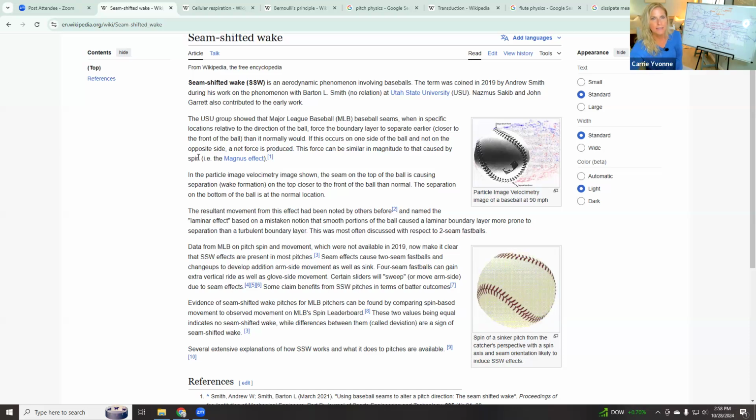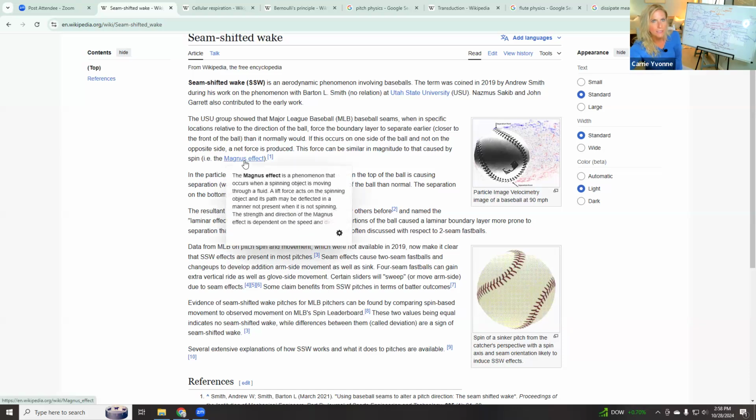And they're using the Magnus effect, which I'm not sure what that is. It is a phenomenon that occurs when a spinning object is moving through a fluid. A lift force acts on the spinning object, and its path may be deflected in a manner not present when it is not spinning. Okay.